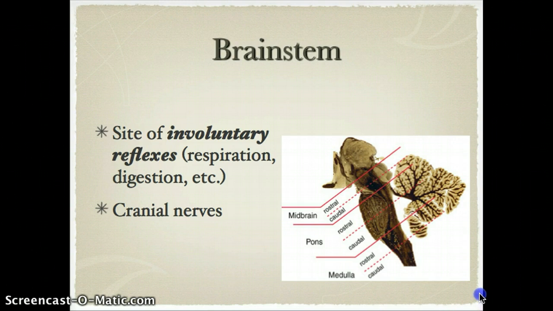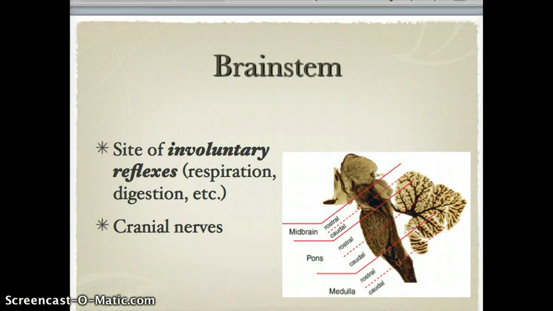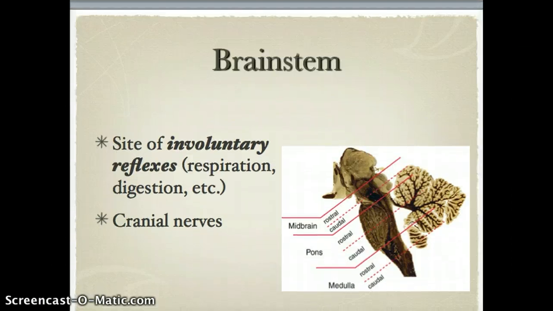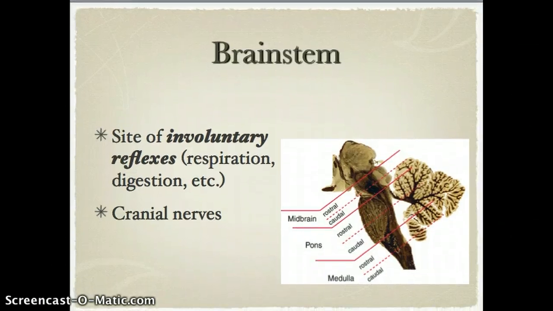So it's a group of structures, and there are motor and sensory neurons that travel through the brainstem, allowing for the relay of signals between the brain and the spinal cord. The brainstem coordinates motor control signals sent from the brain to the body, and the brainstem also controls life-supporting autonomic functions of the peripheral nervous system. So this is alertness, arousal, breathing, blood pressure, digestion, heart rate, and other autonomic functions.